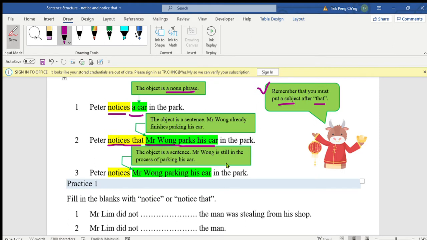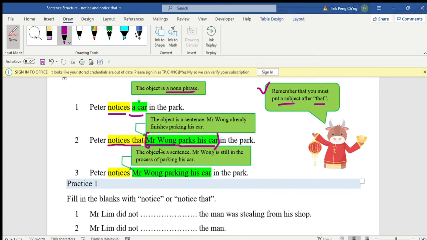In example number 2, the object is not a noun phrase anymore. It's a sentence, which means when we want to use a sentence as the object, we cannot use notices. We have to use notices that. We need to put a that in front of the object, of the sentence.